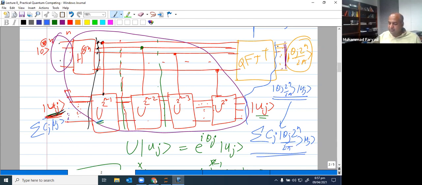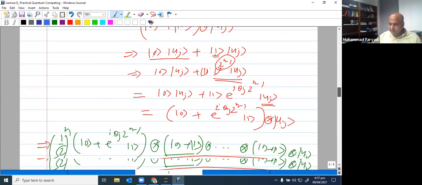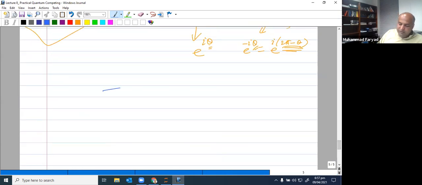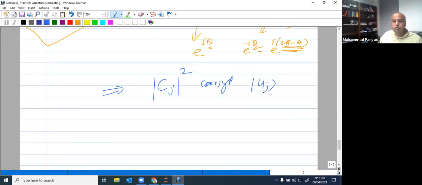And when we do measurement on this one, it will collapse to one of the states u_j. So which means that at the end, our measurement would be something like |c_j| squared corresponding to this u_j state, and this index corresponding to, let's say, this theta_j 2^n over 2 pi u_j.